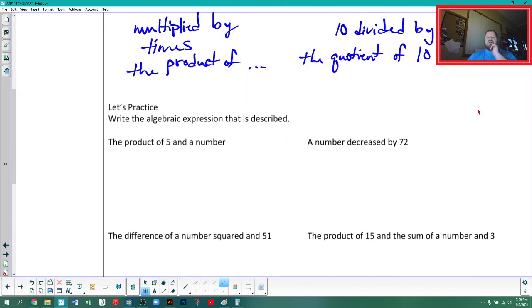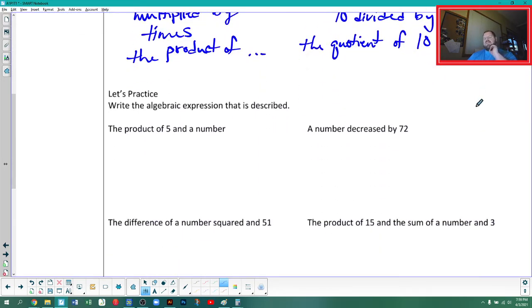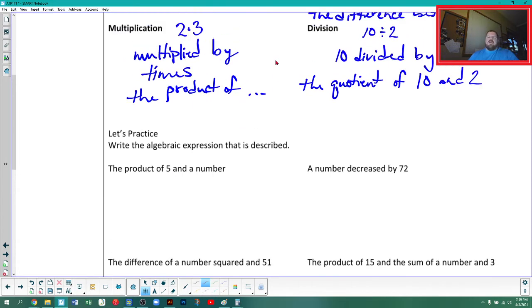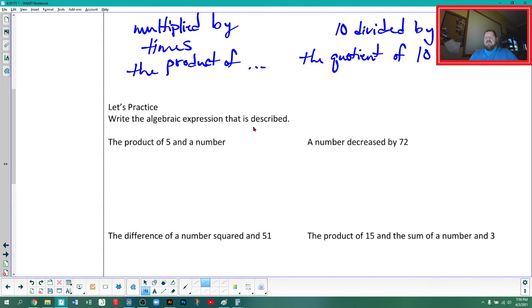All right, so now we want to put that into practice. Our goal here is to write an algebraic expression, so write something in math code, so to speak, that this problem describes. The product of, and the product of means multiplication. So 5 and a number, who cares what the number is? Since it's a number, let's call it n. So the product of 5 and n would be 5 times n, or we could just write that 5n.